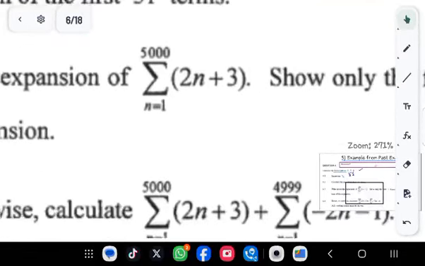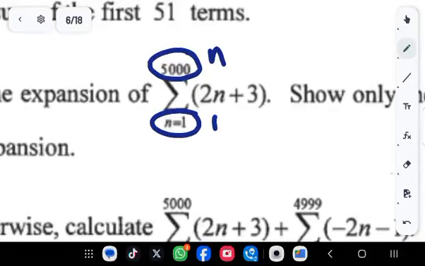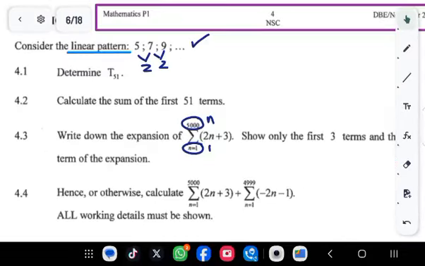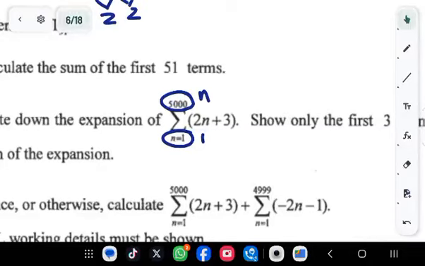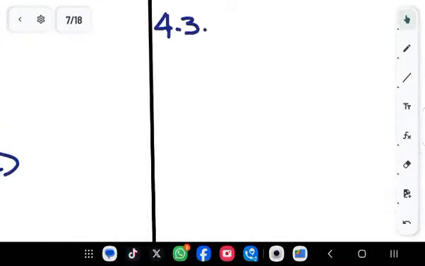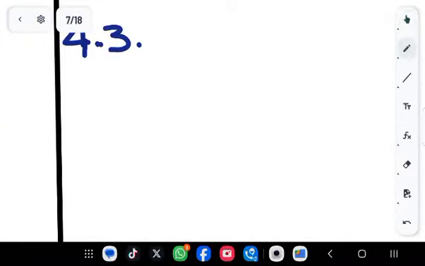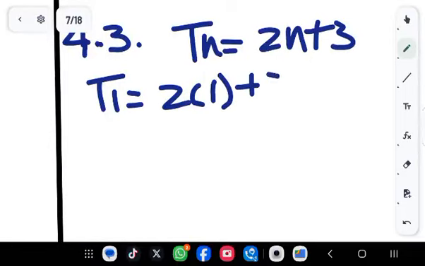Now, first of all, let's find out what the last term is. The last term is term number 5,000. And the first term is term number 1. So the last term will be term number 5,000 of this formula. Now let's go to term 1. Here is the general term, Tn, inside that sigma notation sign. That's 2n plus 3. So T1 equals 2 times 1 plus 3, which gives us 2 plus 3, which is 5.